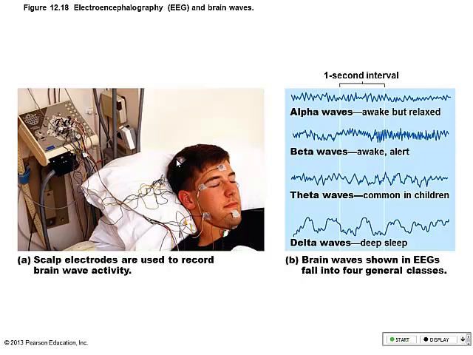All right, so we'll pick up with brain waves on Thursday.